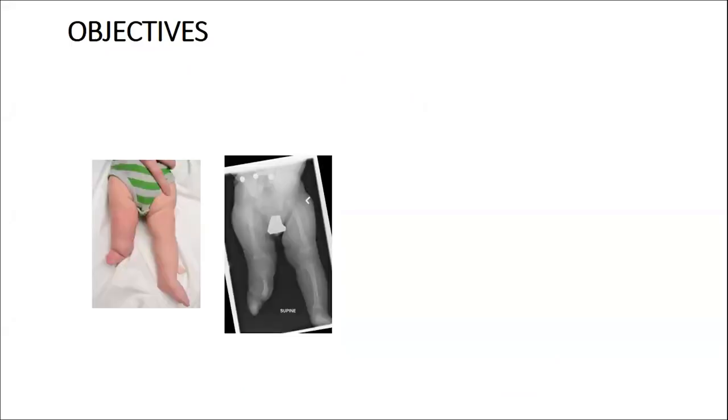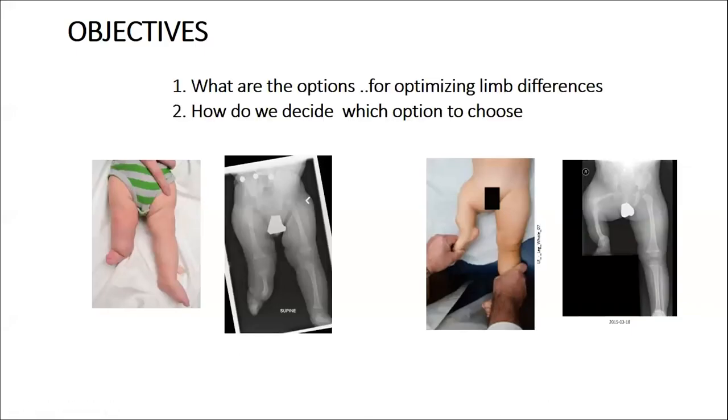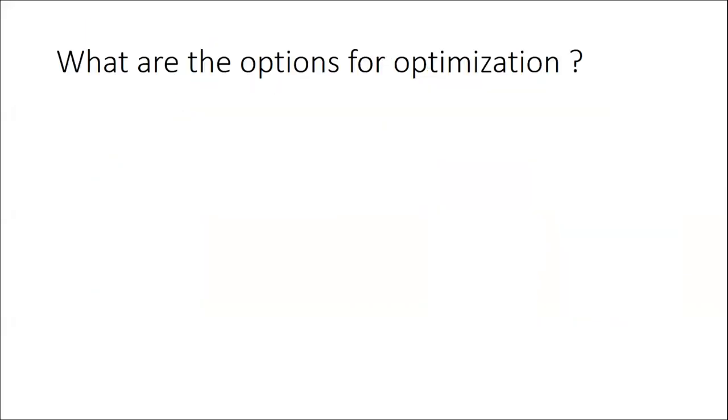So the objectives of this talk: if you have cases like this presenting to you, a case like this, very severe fibular hemimelia, or another case like this of a PFFD and severe hemimelia, what are the options for optimizing the limb differences and how to decide which option to choose? So these are essentially the two objectives of my talk.